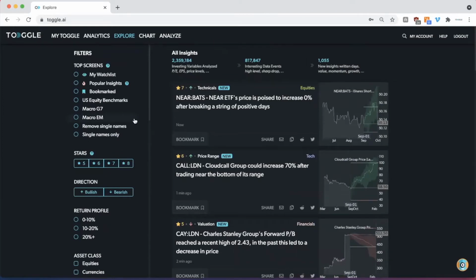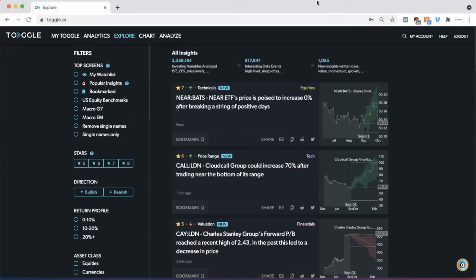Next, the second reason why someone would use Toggle is risk management. A smart way that Toggle does this is by understanding what assets you're invested in, and based on the assets you're invested or interested in, it's going to notify you about any insight that's popped up. Let's explore that a little deeper.